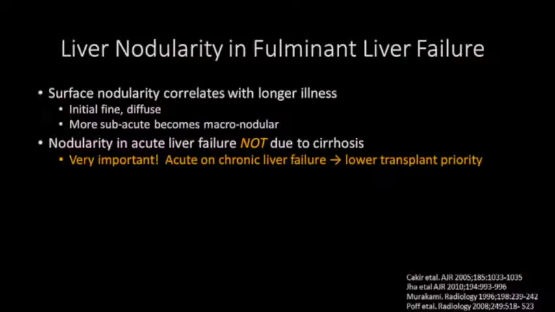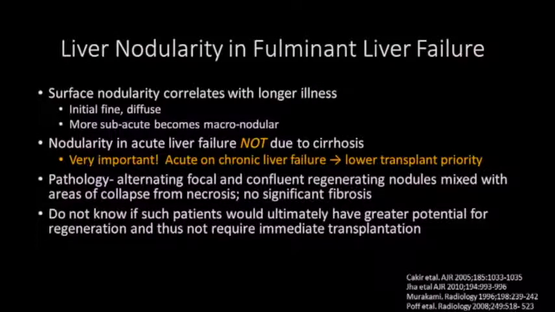If you're presented with a patient and the clinicians tell you the patient is in acute liver failure and you come across a nodular contour, do not immediately say this is cirrhosis. Just report it as a nodular contour. The problem here is that if they think the patient has underlying chronic liver disease and cirrhosis, the transplant priority for the patient will be lower. If it's just acute liver failure with submassive necrosis, they will be higher on the list.